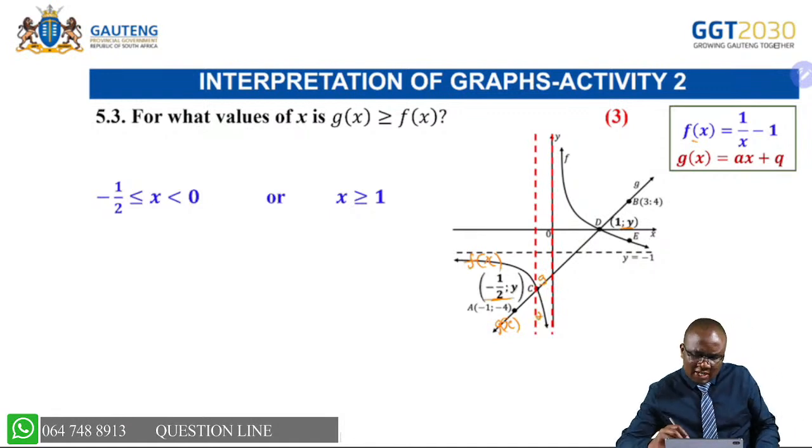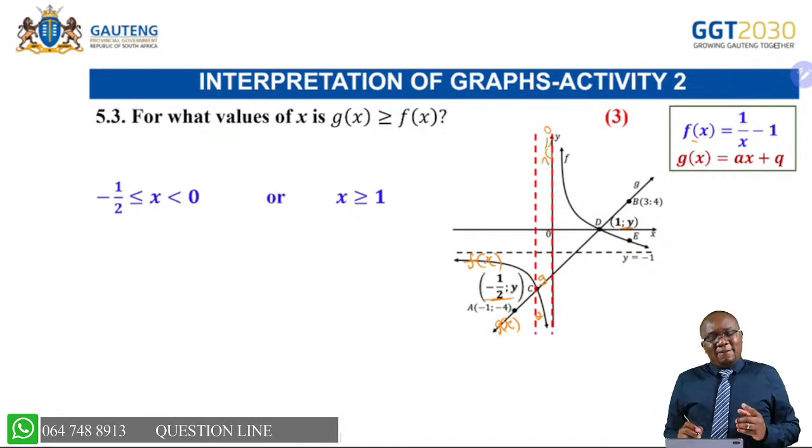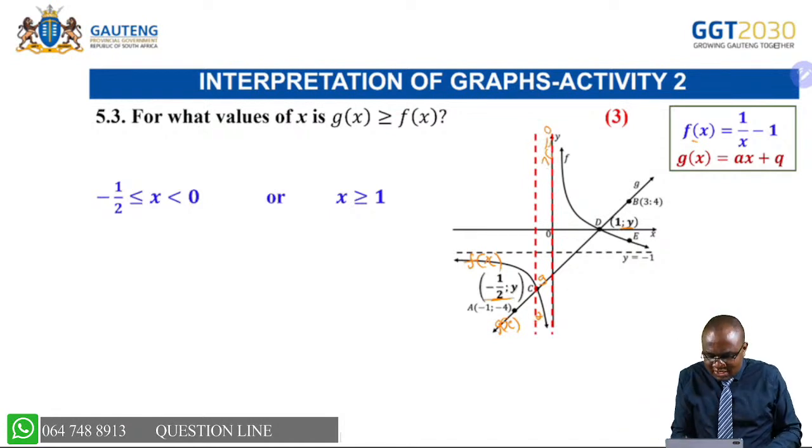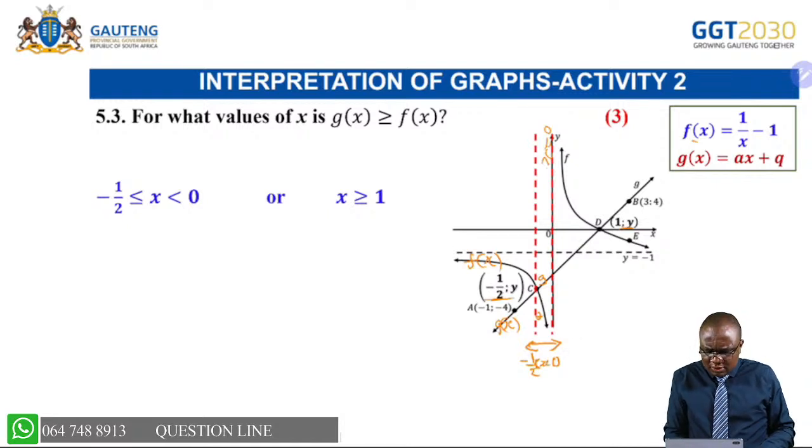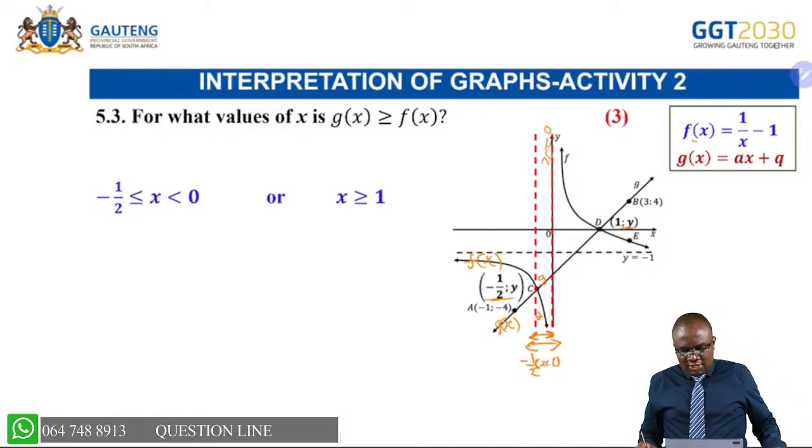But remember, there's an asymptote here, x is equal to 0, and we can never include the asymptote. So what is this interval here? This one is -2, and then here is 0. It's between -1/2 and 0. That's this point, from there to there. I'm trying to rush here. From there to there is -1/2 and 0.